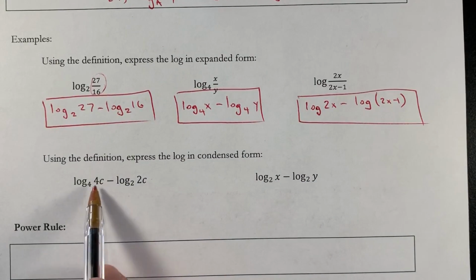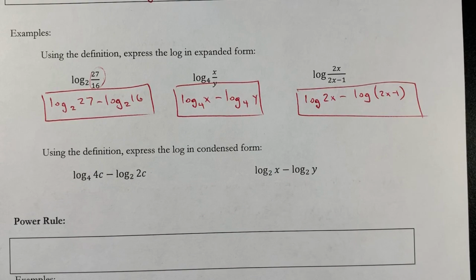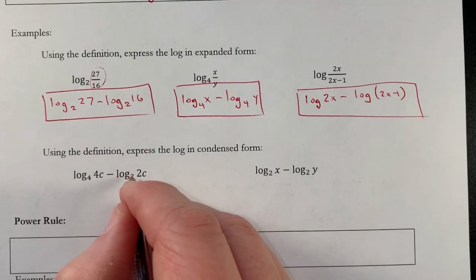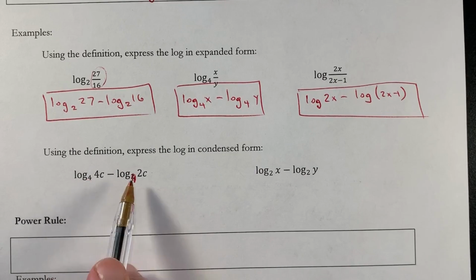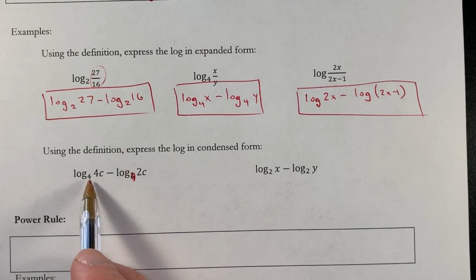Okay, now we're going to take these expanded forms and put them into a condensed form. That means we're going to write them in a single logarithm. Now this right here is meant to be a 4, so we're going to change that to a 4. So they have the same base. If they don't have the same base, we can't condense.